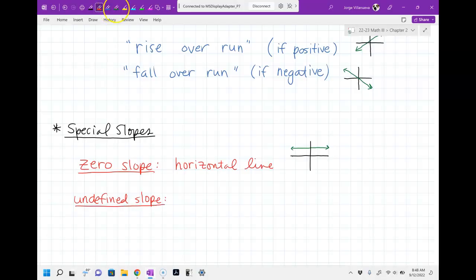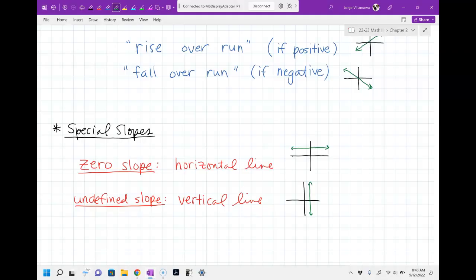And this is a vertical line. Here's just a picture of a vertical line. Whenever a line is going straight up and down, that has no slope, okay? Undefined. Some people will say no slope, but I prefer the term undefined slope.